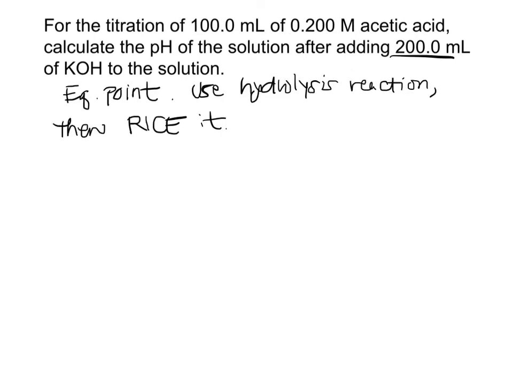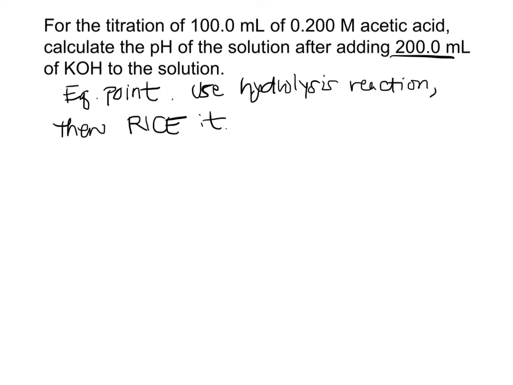Alrighty, last problem, last homework sample problem of the day. So this is where we have a weak acid with a strong base and we're at the equivalence point. So when we're doing the equivalence point, we are actually taking the pH of the salt solution because all of the acid and all of the base have been neutralized.